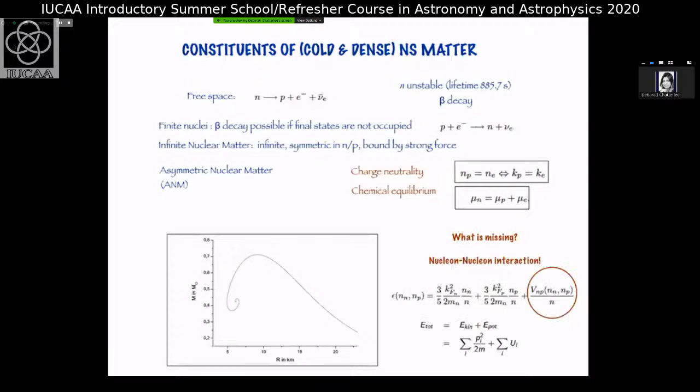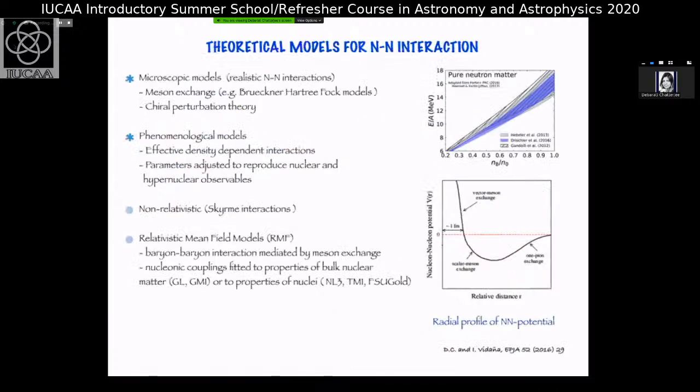The missing thing is actually the interaction between the nucleons. Nucleons undergo strong interaction amongst themselves. So in addition to the free kinetic energy of the neutrons, we need to include the potential part, which is the interaction between the nucleons. This complicates the whole exercise, because now you need to understand the behavior of strong interaction at such extreme conditions.